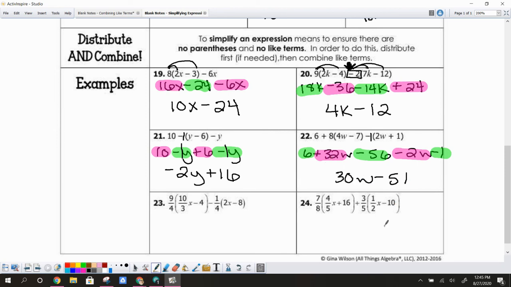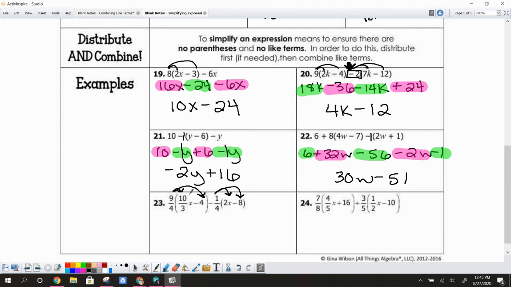All right, so number 23, we have fractions, but it's okay, you can still solve them. Remember, when you're multiplying your fractions, you're multiplying across the top and then across the bottom. You may also use a calculator. Desmos will let you keep it in fraction form. So if that's helpful to you too, by all means, go ahead and do that. So go ahead, pause this, and I want you to try 23 and 24.